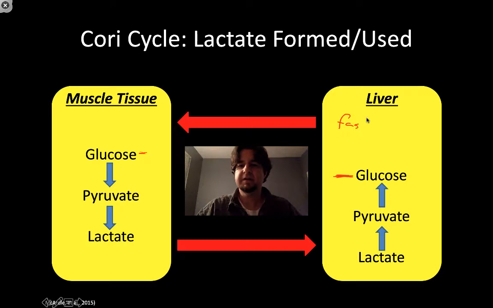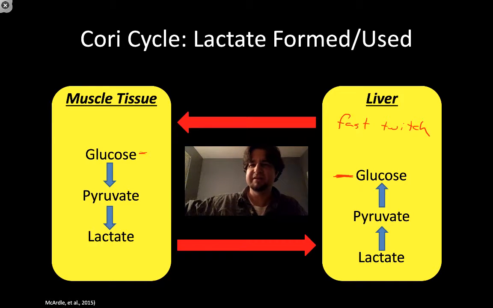Two other things that are kind of cool to talk about in this capacity: fast twitch muscle fibers are actually going to release some lactate, but when they do that, other fast twitch or even slow twitch muscles are going to take up that lactate and convert it to pyruvate. Then the pyruvate is going to go to the mitochondria to break down, as long as there's oxygen present, and make a ton of ATP.